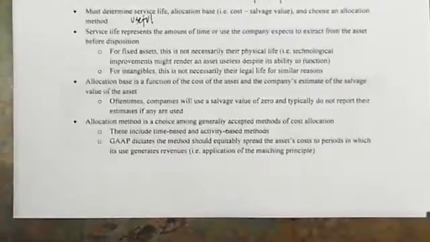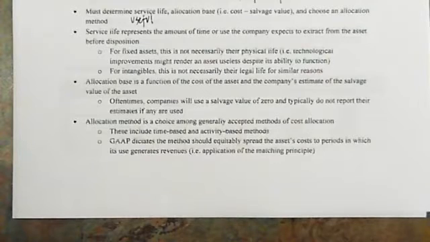Allocation base is just a function of the cost of the asset and our estimate of salvage value. Sometimes companies are going to use a salvage value of 0, and oftentimes they use 0. And even if they have one, they don't report it if they're used. So you can kind of understand, A, the importance that companies put on this sort of estimation, and B, the importance that standard setters and regulators put on this sort of estimation.